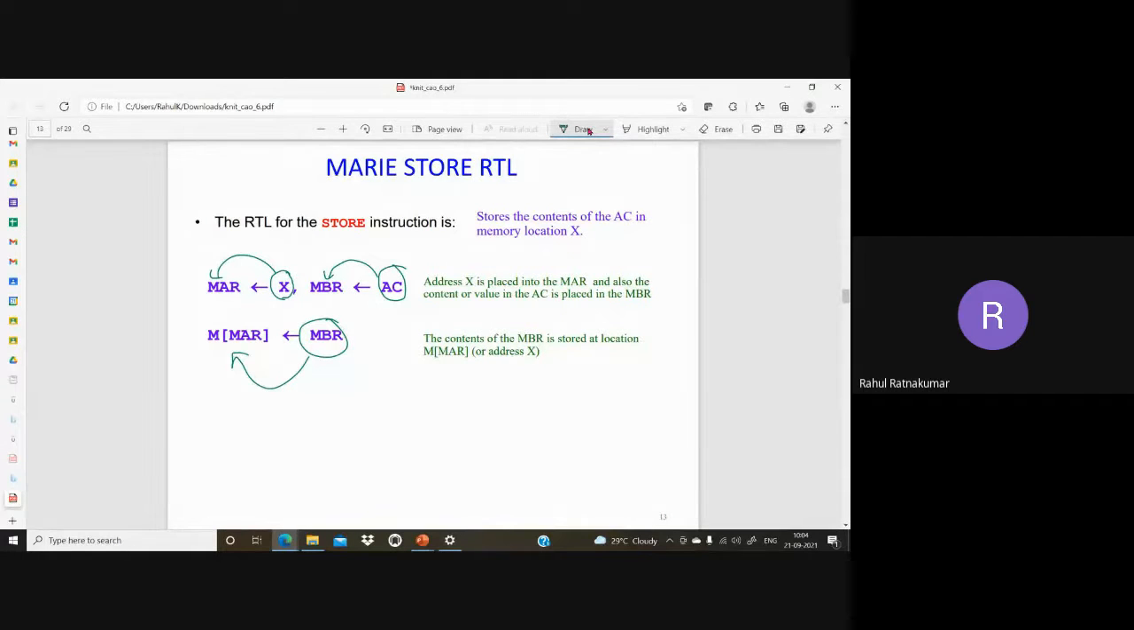Here you can see the first operation can happen in parallel. The address location in the instruction where I want to store or write my data is going to MAR, and in parallel I can put the accumulator data into MBR.